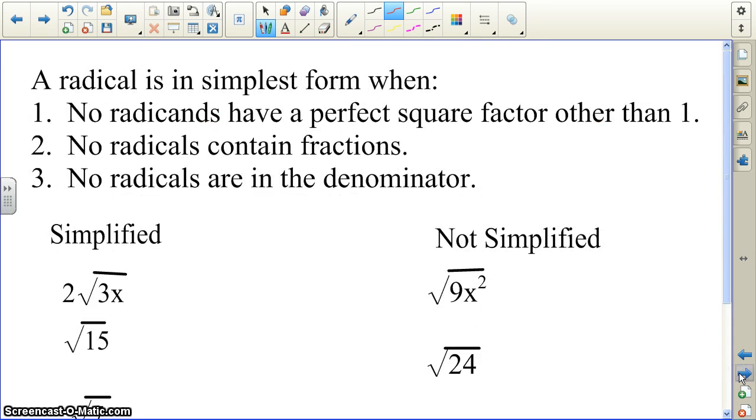All right, so whenever we simplify a radical, it's in its simplest form when a couple things have happened. No radicands can have a perfect square factor, and that's either with a number or with a variable, other than 1. No radicals contain fractions, so no fractions. The entire fraction cannot be underneath the radical. We'll look at an example when it can be a fraction, but you'll notice the fraction is not completely underneath the radical. And there can be no radicals in the denominator.